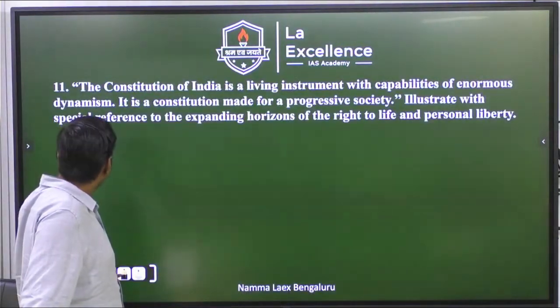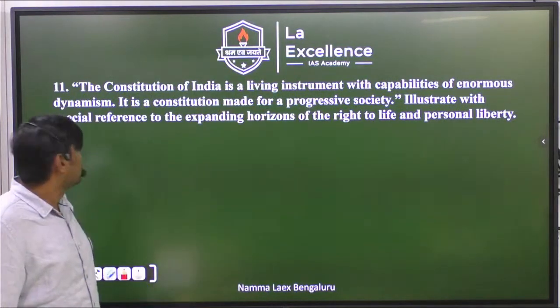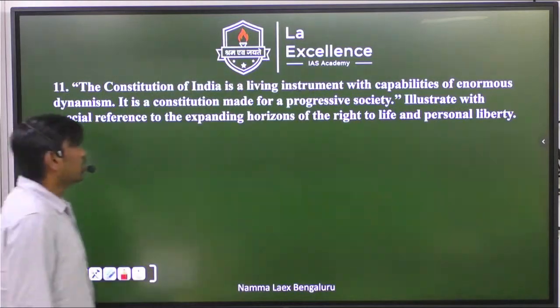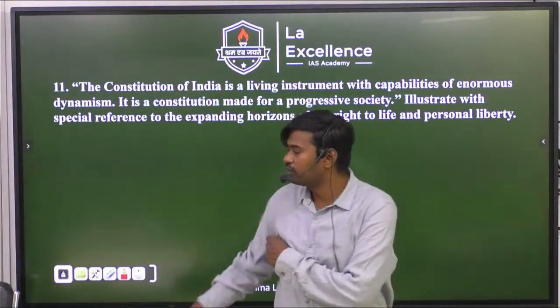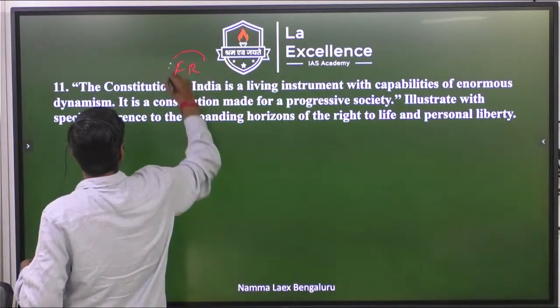Yes, so we'll go into today's question, the 11th question. This is a question we are discussing till now. So what is it about? This question is picked from the fundamental rights part of your syllabus. Fundamental rights.